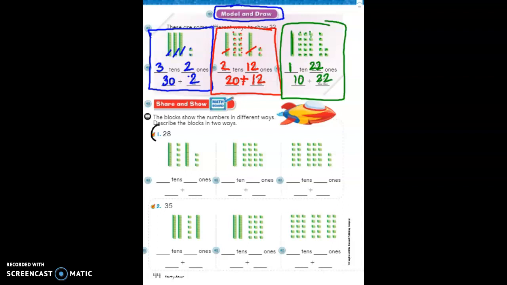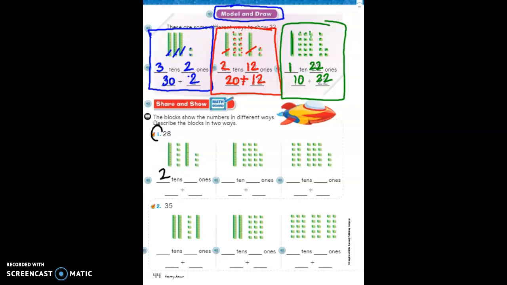Okay, we are going to do number 1 together. The number is 28. Remember, you can stop at any time and pause the video. The number is 28, so I'm going to look at the picture. 2 tens, 1, 2, 2 tens.